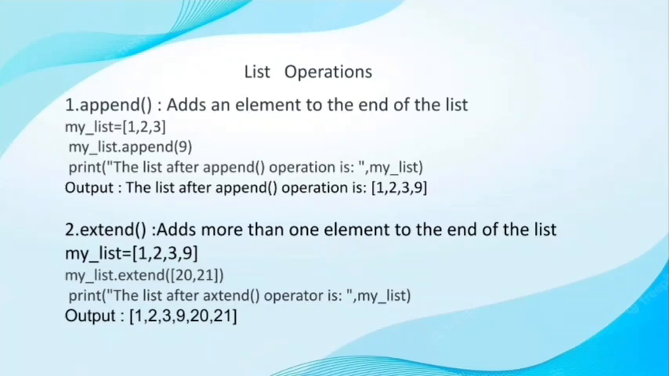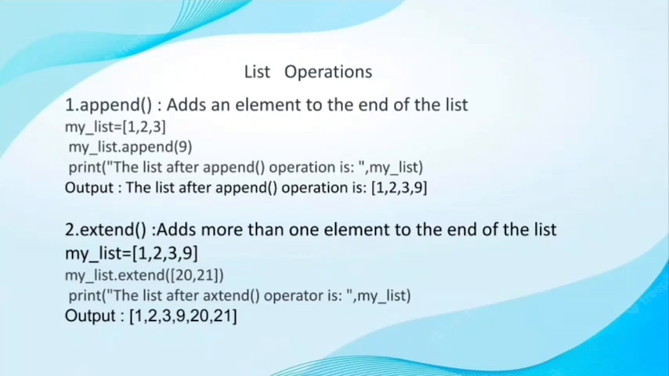Now the second operation is extend. Here we can overcome a drawback of the append operation. In append we can only add one element to the end of the list, whereas in extend we can add more than one element to the end of the list.